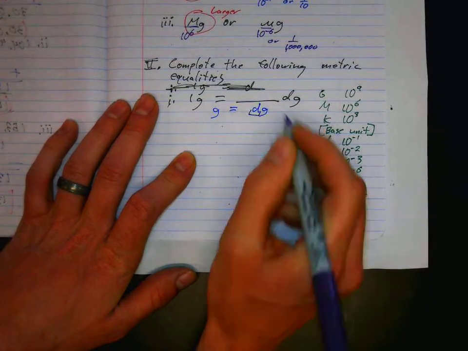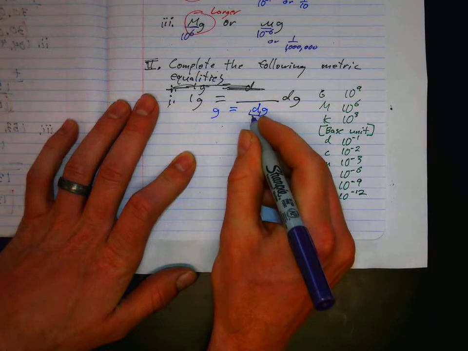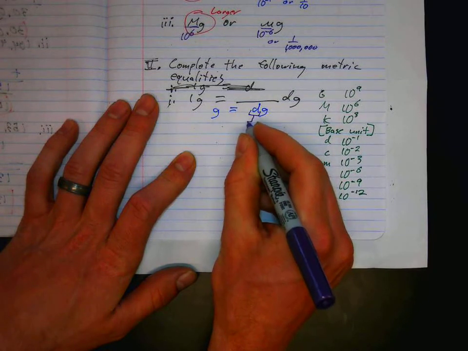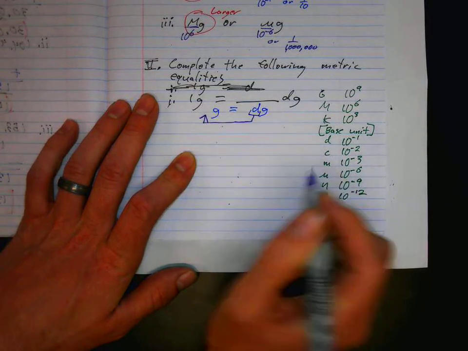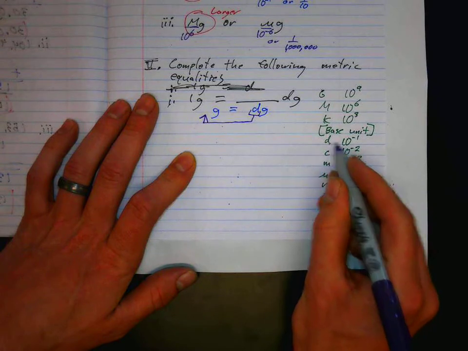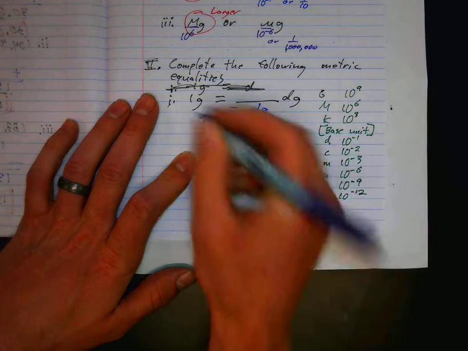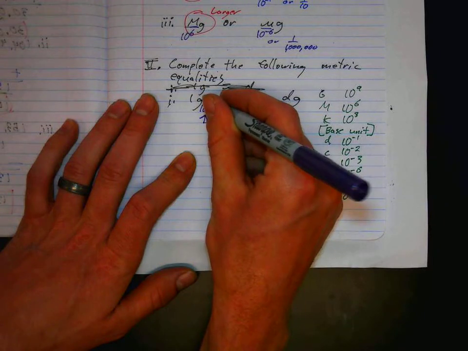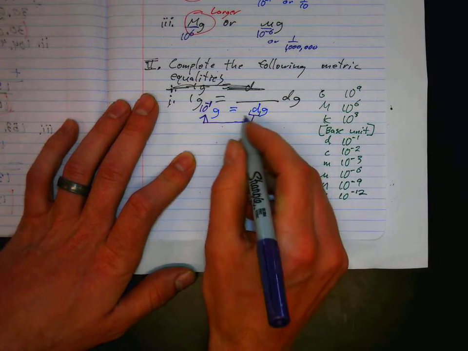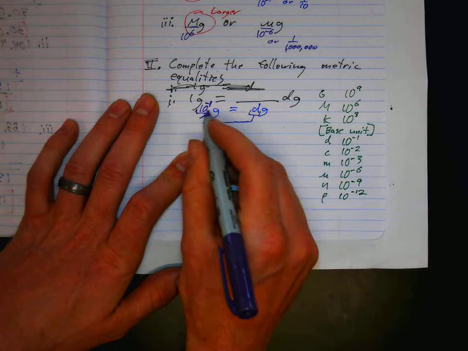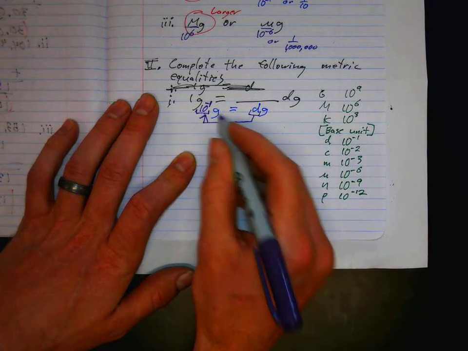Deci has a meaning. And so if we keep this equality correct, we can put in the meaning of deci on the other side of the equation. What's the meaning of deci? Well, deci means 10 to the negative 1, or 1/10. So 10 to the negative 1. So that makes sense now. That is an equality. That is a true statement. 10 to the negative 1 grams equals a decigram.